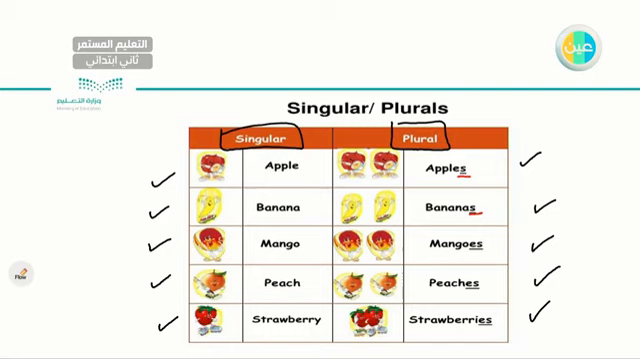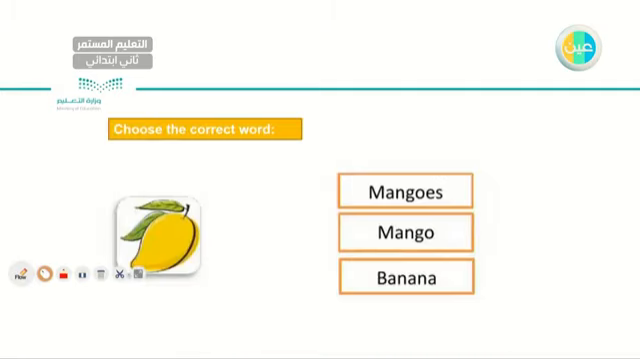I have S with bananas because I have more than one. I have ES with mangoes. I have ES with peaches, and I have IES with strawberries. Very good, very good. Let's go to the next one. So this is the difference between singular and plural. So let's start with the next one.